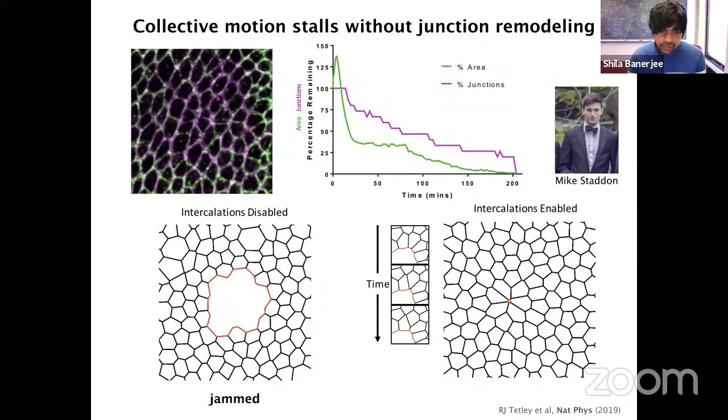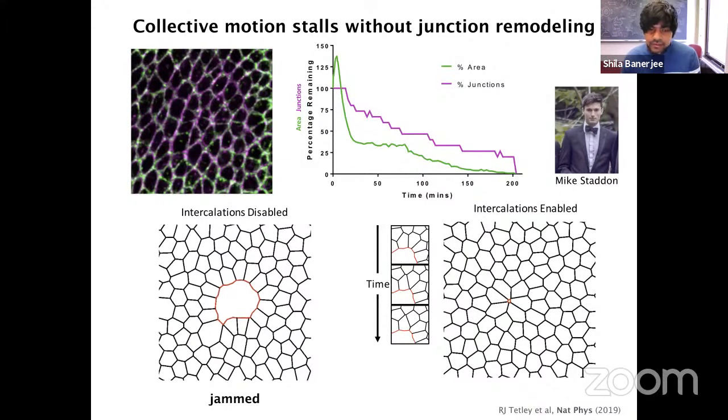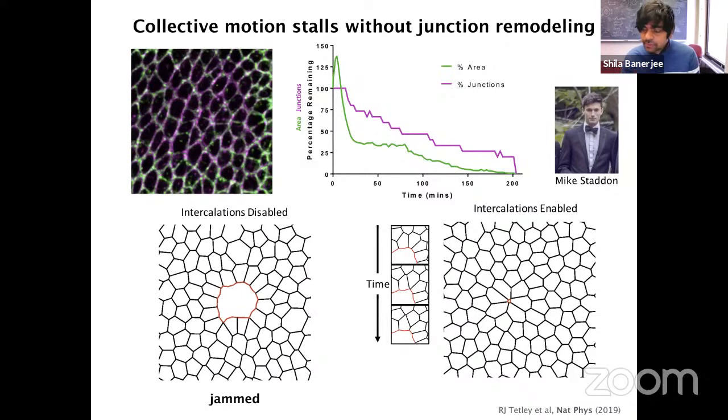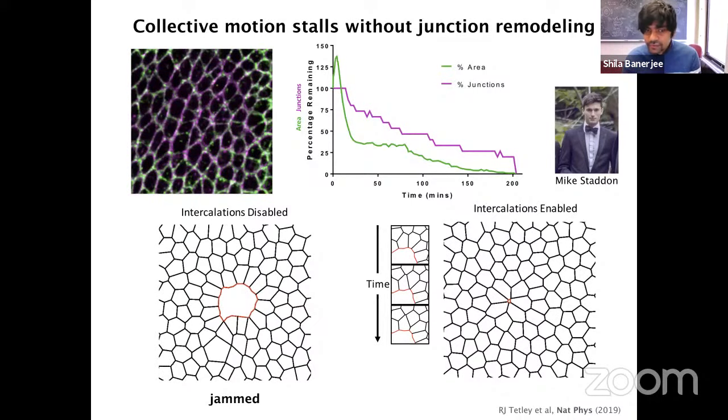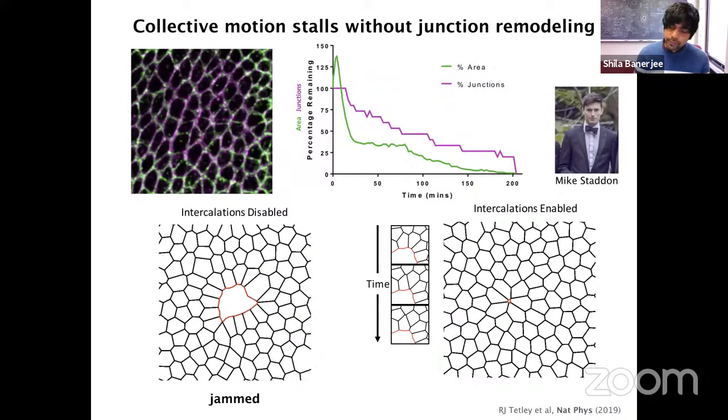Now in simulations, if we disable the intercalations, what happens is that the tissue gets really jammed and it's difficult to close because there's a huge buildup of stress, and then there's no way to relax those stresses, right? So we need these intercalations to drive collective movement, right?